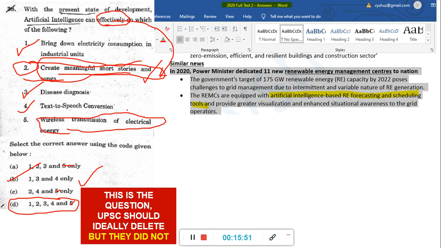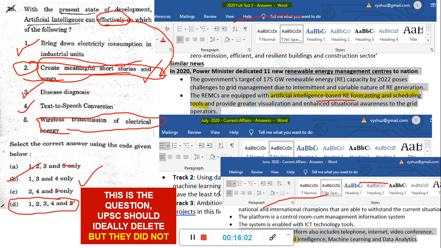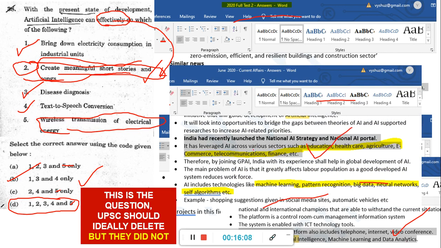And in Vysh's test series, in multiple places, we see this, for example full test 2. Here we are telling that this can be used for forecasting, for scheduling, for drug-like compounds, disease diagnosis, higher selectivity in the medical field, in the engineering field, telecom, internet, video conference, machine learning, data analytics. Wherever it could be used, education, healthcare, we have done multiple test series questions. These are questions where usually everyone will give the answer as 1, 2, 3, 4, 5. But due to some reason, 2 and 5 are told as wrong by UPSC. So you also have to memorize the same thing. And with the present state of development, maybe in 2-3 years all this will be possible, so you also have to look out for that. So the answer is 1, 3, and 4.